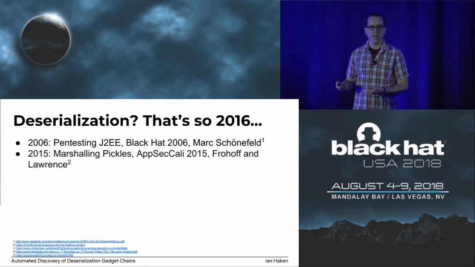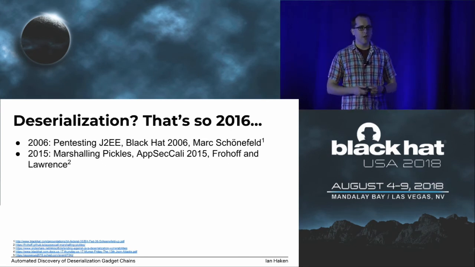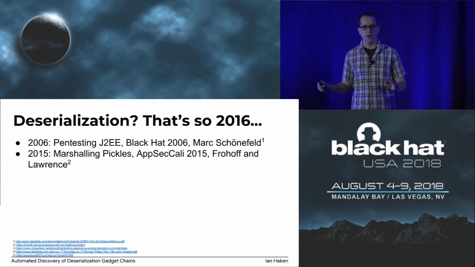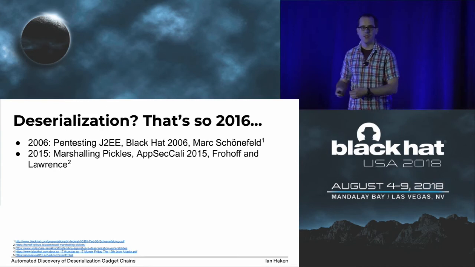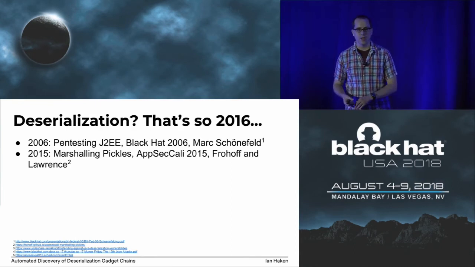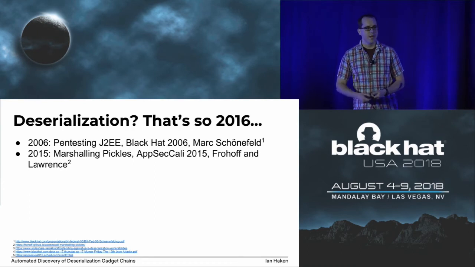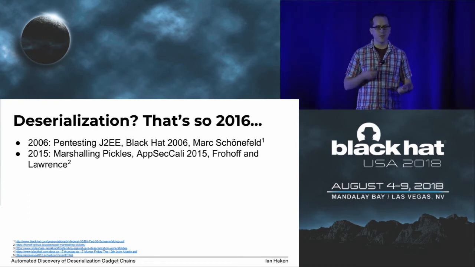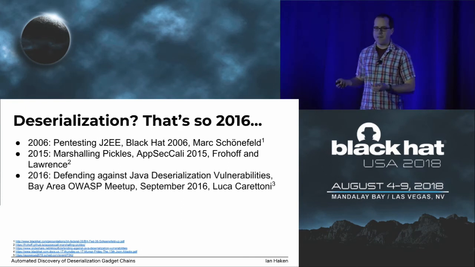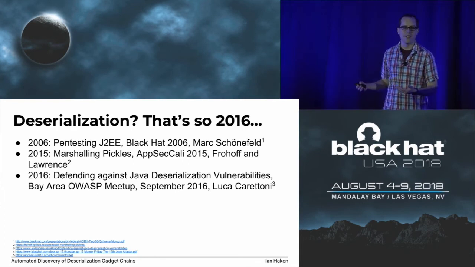But this really gained steam in 2015 when Frohoff and Lawrence gave a presentation at AppSec Cali where they showed that there are arbitrary code execution gadget chains in all sorts of open source libraries that are commonly pulled in, like Commons Collections. So if you've got any application doing unsafe deserialization, and that included things like Jenkins and various application containers, then you've got arbitrary code execution on those apps. It's because there are just so many libraries that have these interesting gadget chains in them that end up doing arbitrary code execution. The year that followed, I've heard a lot of people refer to as the Java deserialization apocalypse, because everyone realized that they were vulnerable to this.